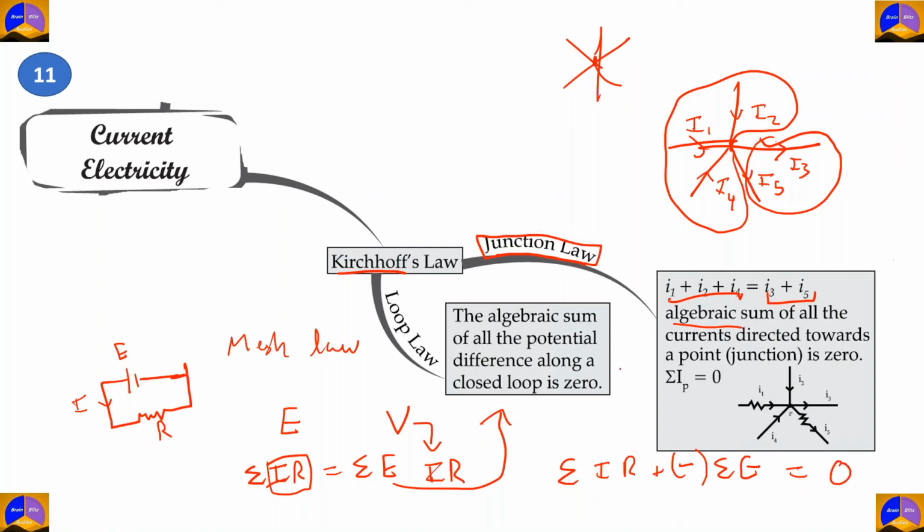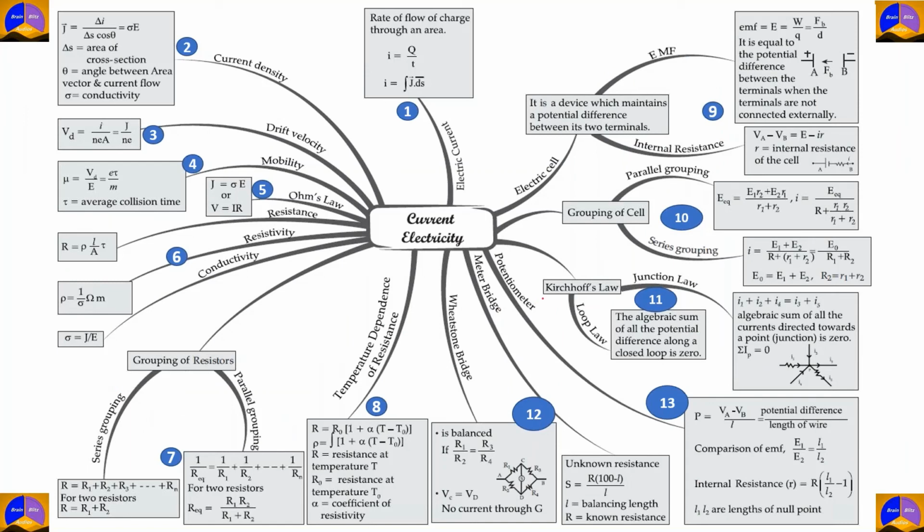Okay, so which means that the product of current and resistance, which is the potential difference across the circuit, would be equal to the EMF of the electric cell. This is Kirchhoff's second law, which is known as mesh law or loop law. From now onwards, we'll be looking at some of the devices which use Kirchhoff's laws.